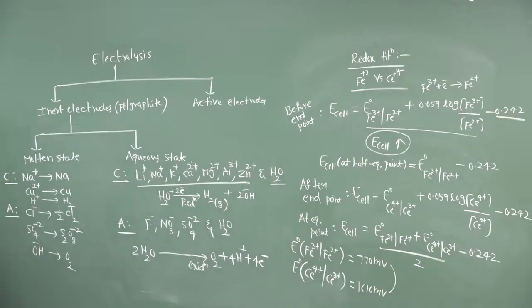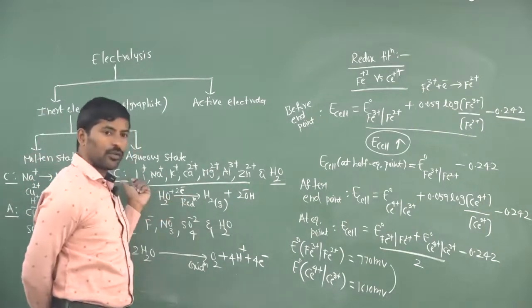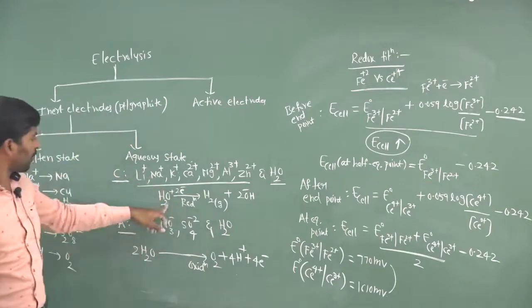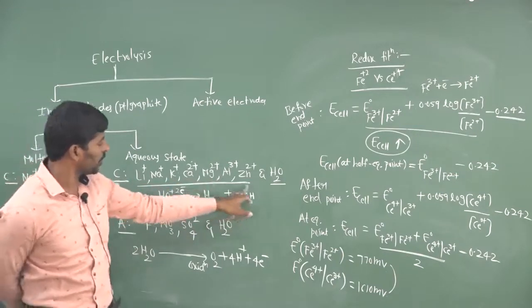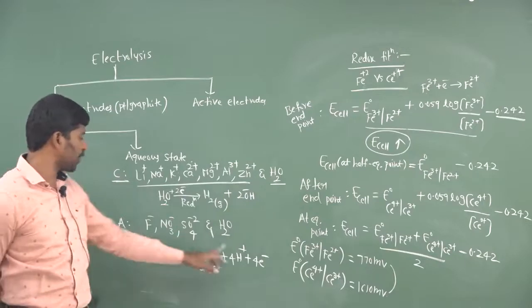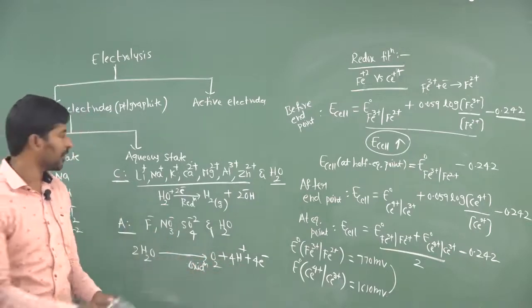A question is often given in the JEE exam: the solution near the cathode becomes acidic or basic. If water undergoes reduction, the solution near the cathode becomes basic. If water undergoes oxidation, the solution near the anode becomes acidic.